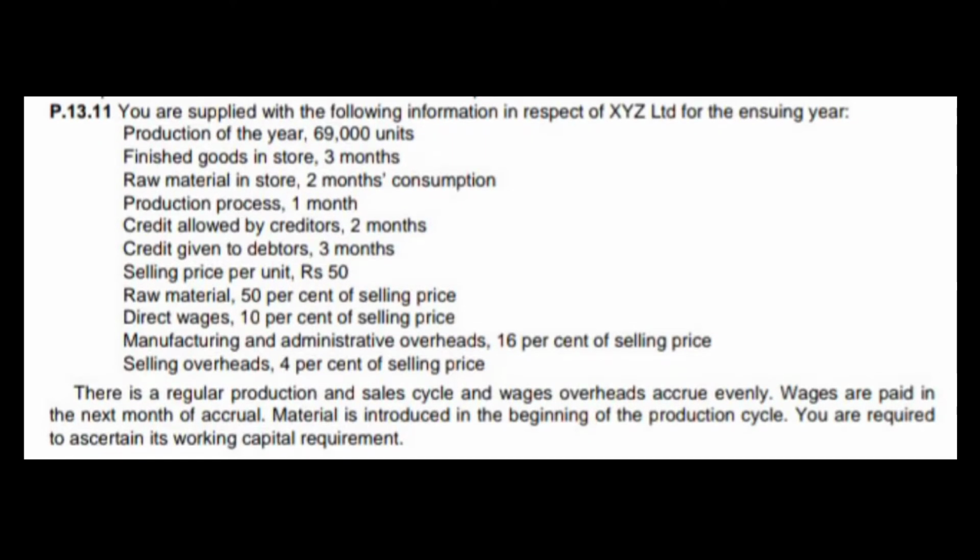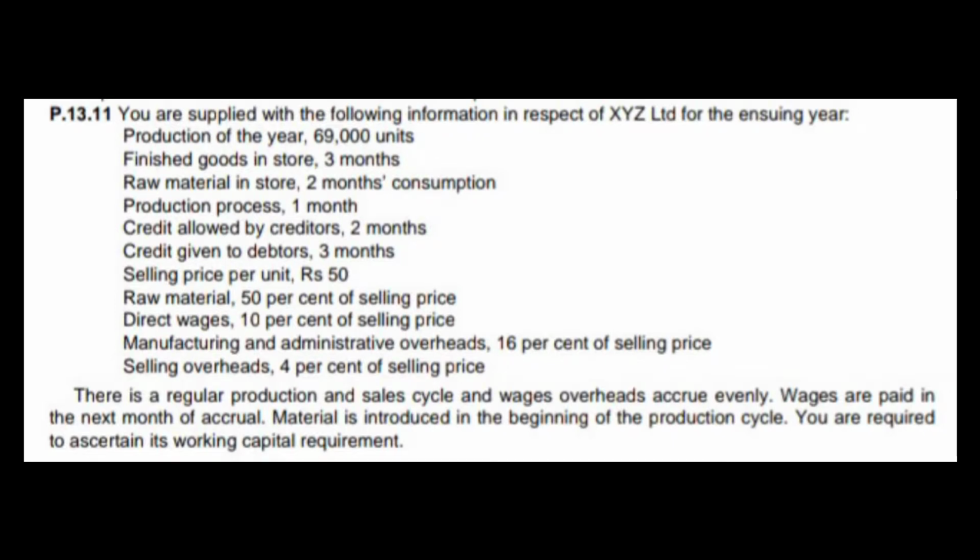You are supplied with the following information in respect of XYZ Limited for the ensuing year. Production of the year is given as 69,000 units. Finished goods in store, the holding period is 3 months. Raw material in store, consumption period is 2 months. Production process takes 1 month. Credit allowed by creditors is 2 months. Credit given to debtors is 3 months. Selling price per unit is rupees 50. Raw material cost per unit is 50% of the selling price.